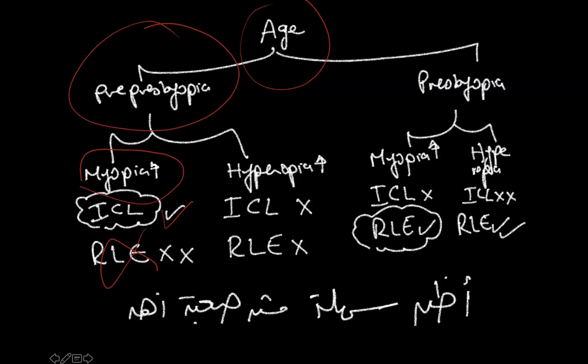But in the same patient, pre-presbyopic, if he has high hypermetropia, I will be reluctant to do any surgery at all. If he has low hypermetropia, I will offer laser vision correction, or if the patient wants, I can offer an ICL as well, provided that the anterior chamber depth is more than 2.8.